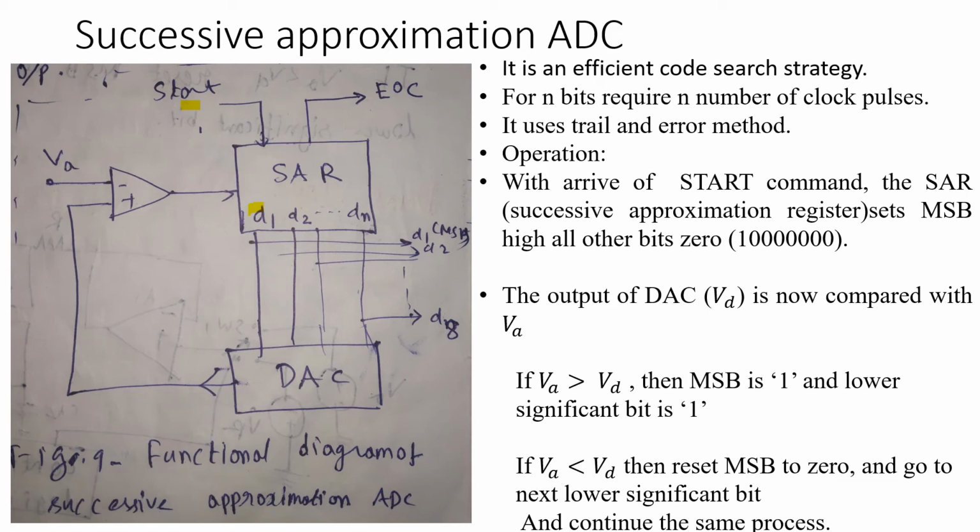Then the MSB is 1 if the analog input is more than the MSB of the lower bit. Significant MSB is 1, lower significant is 1, which means this bit also we will change to 1.